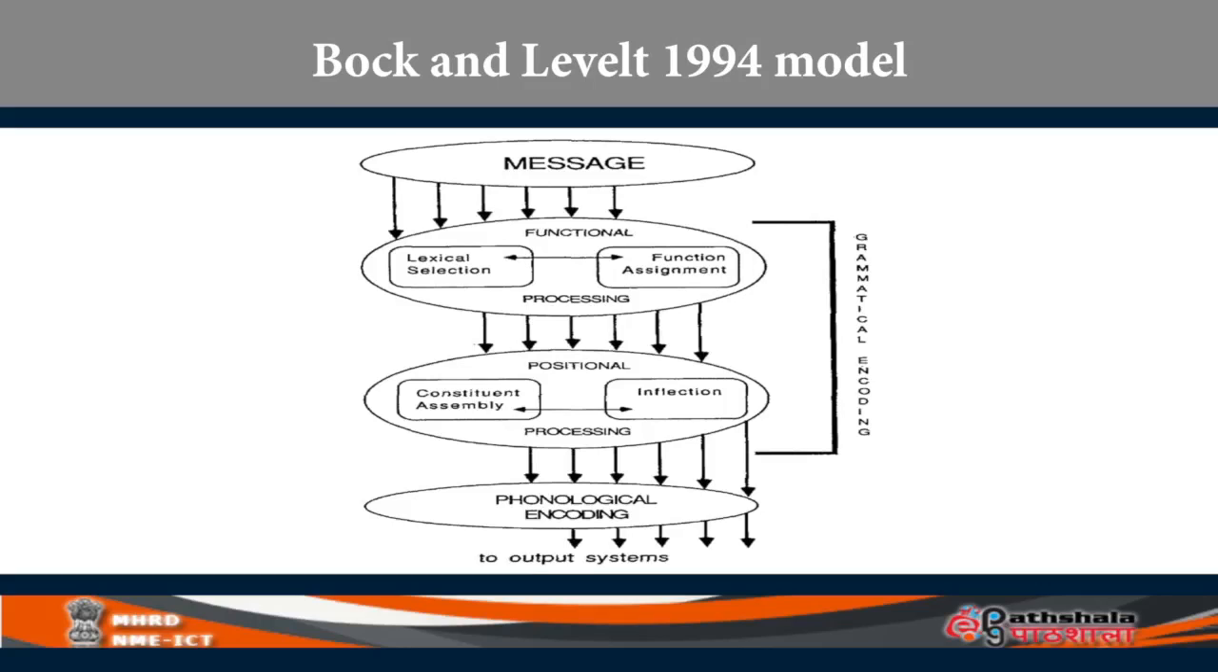When we move from functional to positional level, we go through constituent assembly, attach morphological inflections, and then we come into phonological encoding, the lower level, where syllables are all aligned properly one next to each other, and then finally the output comes out. The functional and the positional level together, Bach and Levelt called grammatical encoding. So you have a pre-verbal conceptual level, grammatical encoding, phonological encoding, and then the speech comes out.